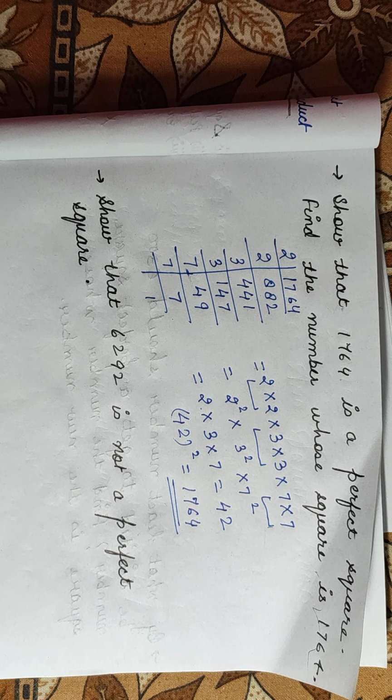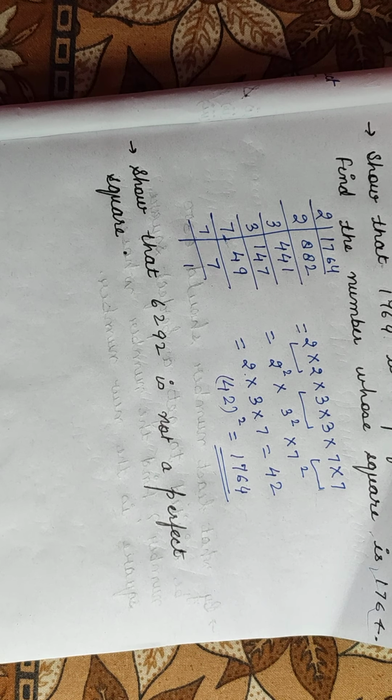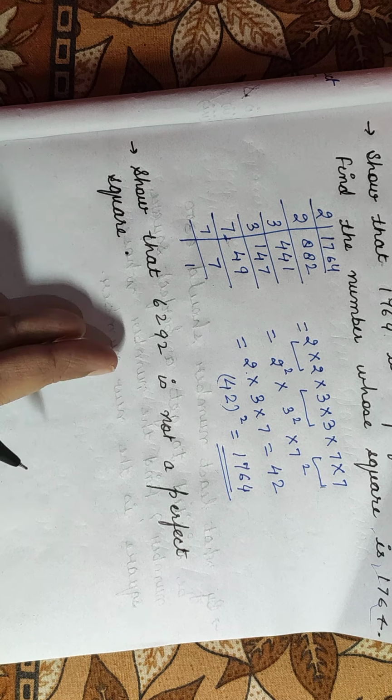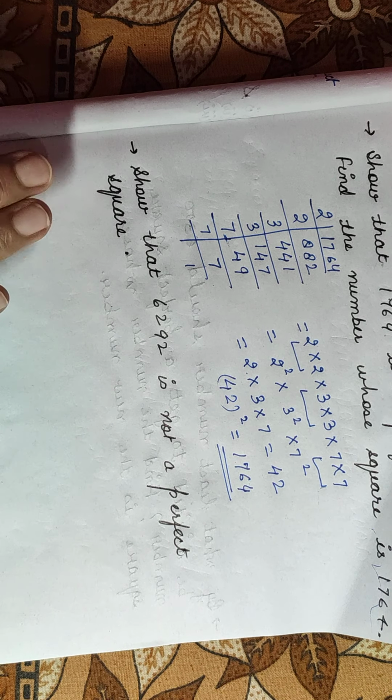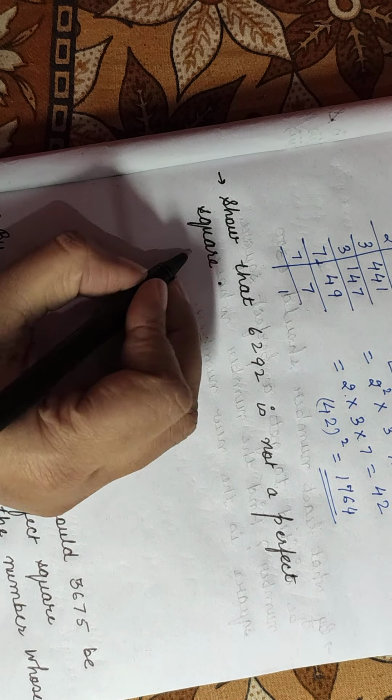Clear? I hope with these two examples you are able to find out whether a number is a perfect square or not. Now let's take a question where we need to check whether it is a perfect square or not. Show that 6292 is not a perfect square. It already says that it is not a perfect square, but we need to show it. No problem, we will show it by the factorization method only.